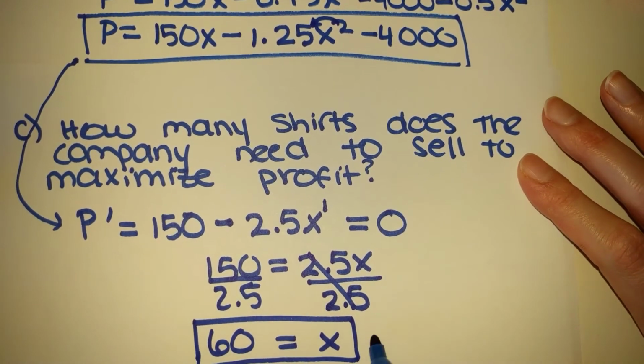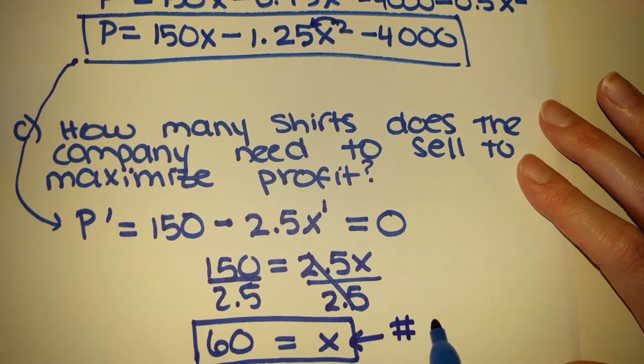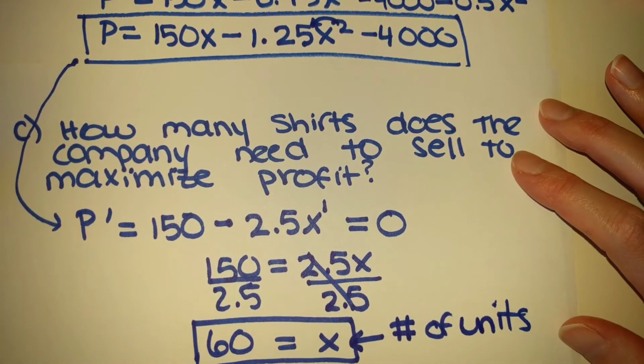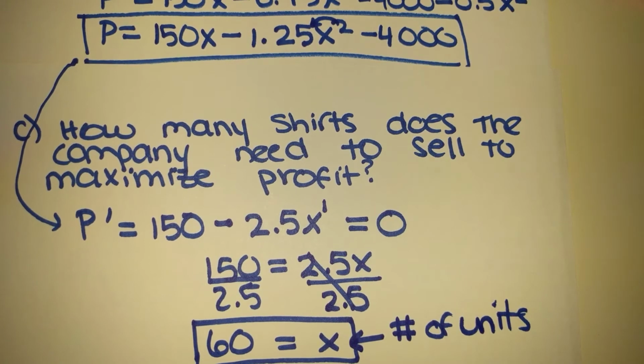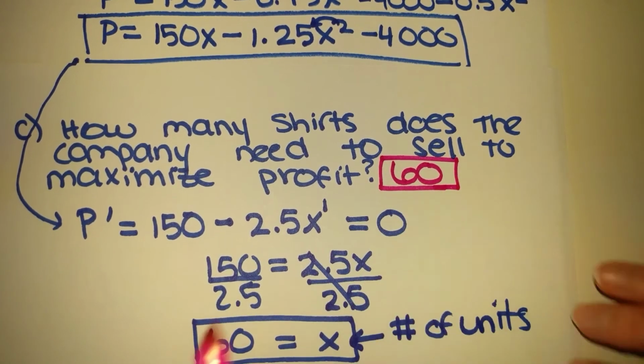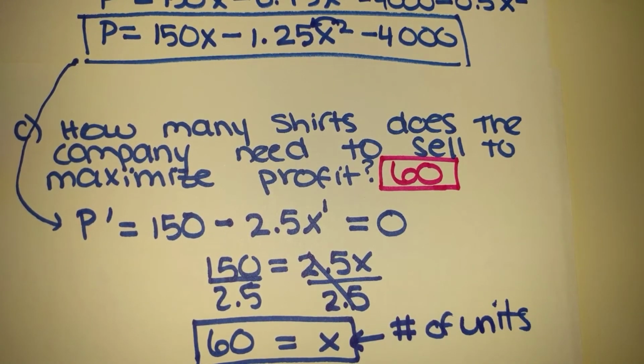Now, remember that x represented the number of units that were being sold. So in this case, shirts were being sold. This says that the number of shirts that the company needs to sell to maximize profit will be equal to 60. So they need to sell 60 shirts in order to maximize their profit.